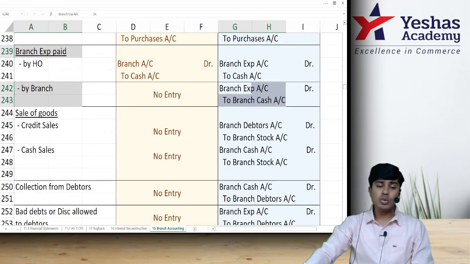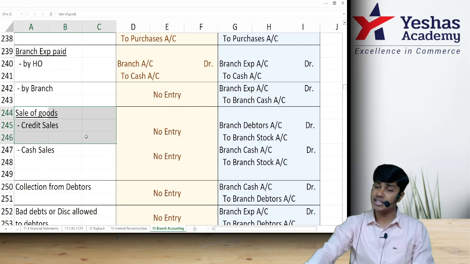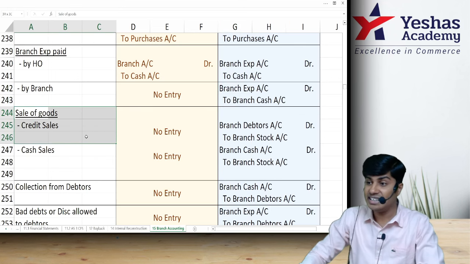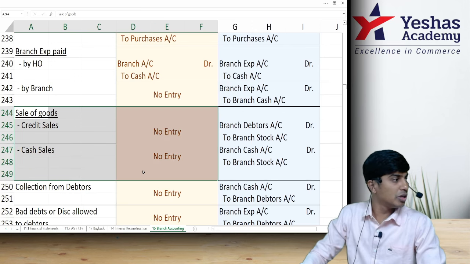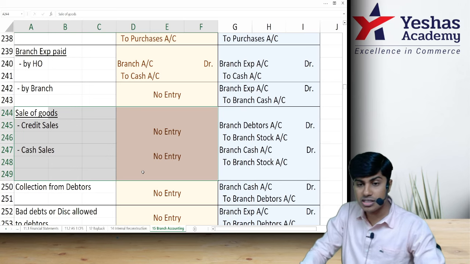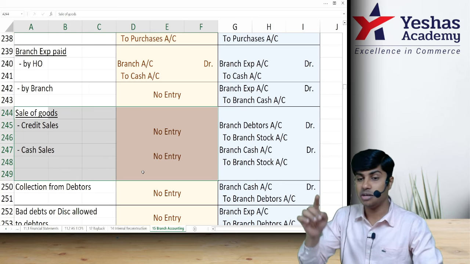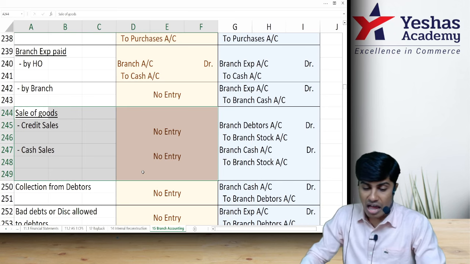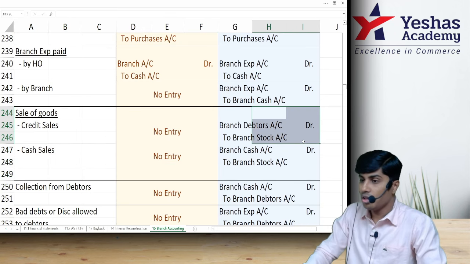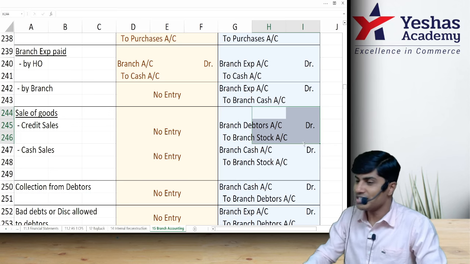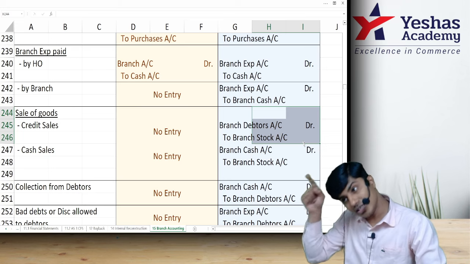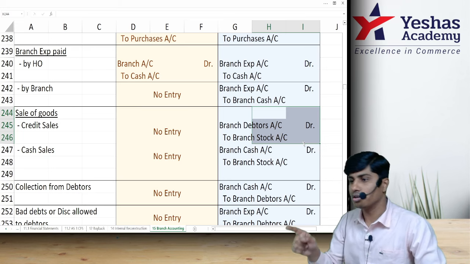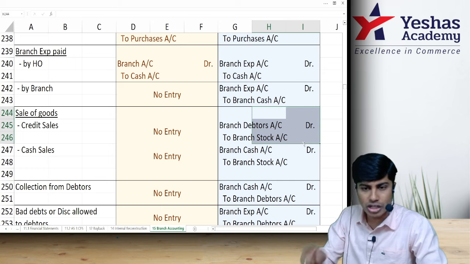Next, if the goods are sold at the branch, it can be credit sales or cash sales. Under debtor system, for both cash sales as well as credit sales, there would be no journal entry because this transaction is between branch and third party. However, if it is stock debtor system, we write a journal entry for credit sales, Debtors to Sales. Here we will not write Debtor to Sales, we will write Branch Debtor to Branch Stock. Sales account is not maintained, we call it branch stock.